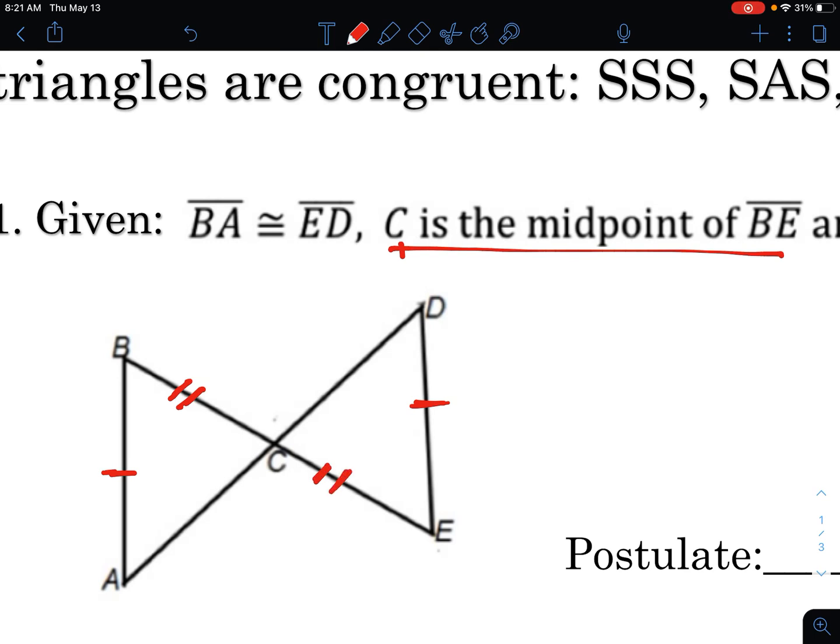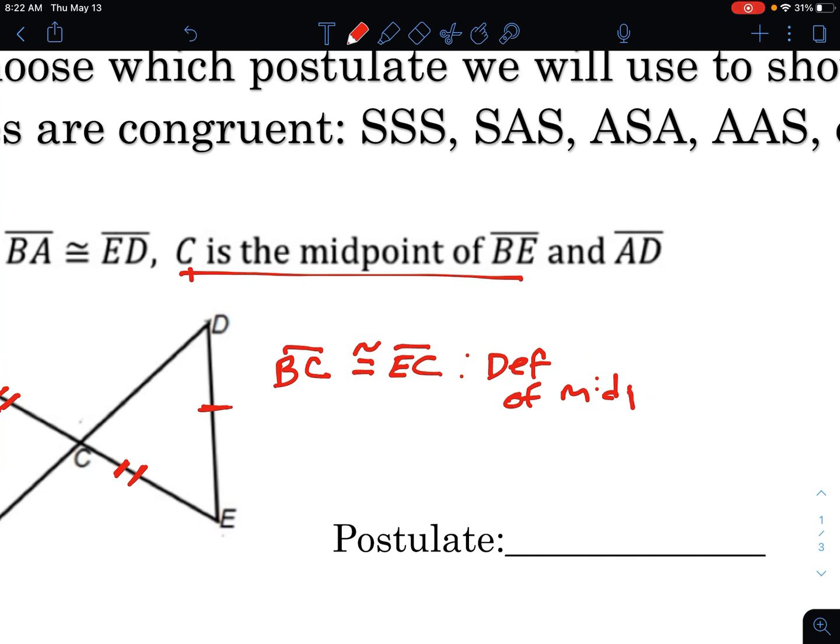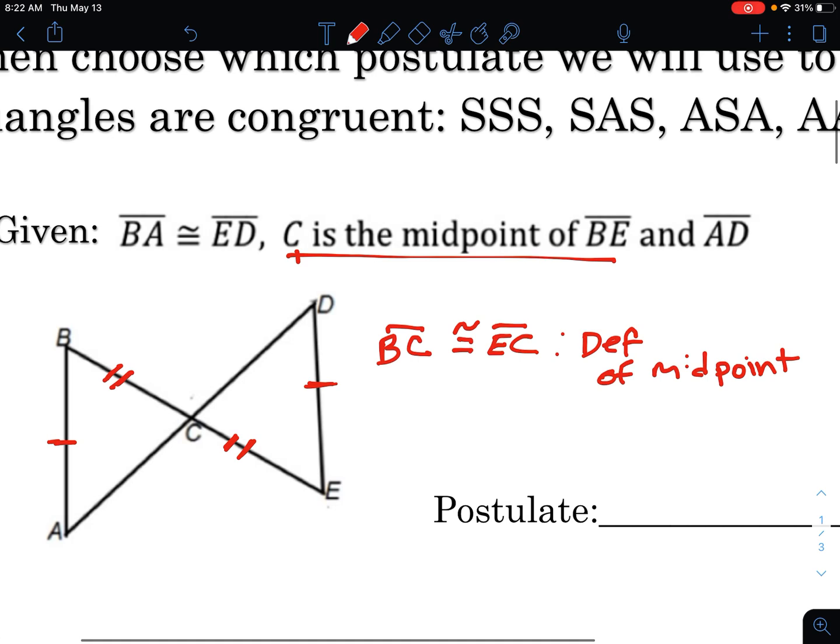Now I'm going to practice writing these statements out so you could see what we're doing. We are saying, because that's the midpoint, BC is congruent to EC. And what did we use? That was just the definition of midpoint. If you can go through and write this stuff down, that's the next part of the process. You can mark up. Awesome. If you can get to writing a statement and the reason why, then you are well on your way.